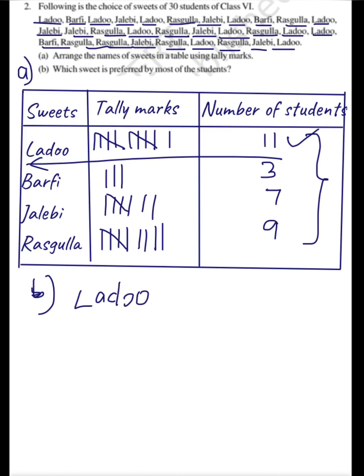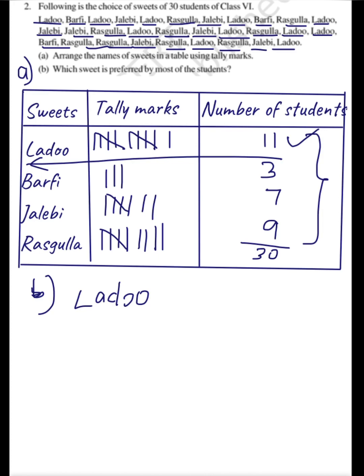You have to write it in a full sentence. So this is the answer for the second question. Understand? And you have to write the total. You have to add 11 plus 3 plus 7 plus 9 and you should get the total as 30. Then only your answer will be correct. So this is how you will do the second question.